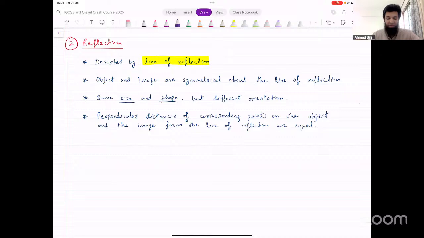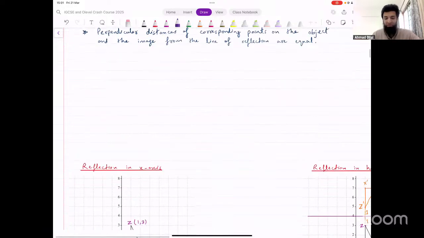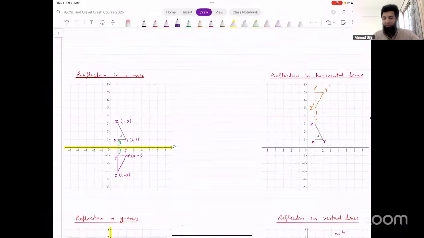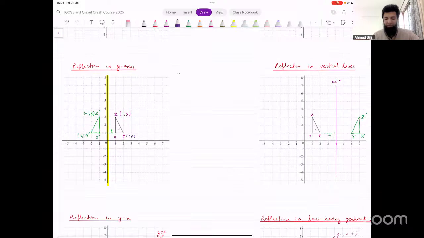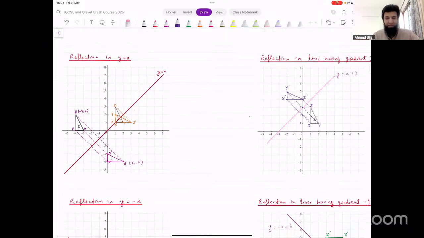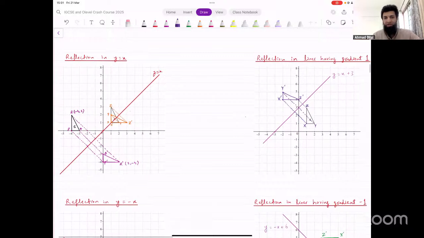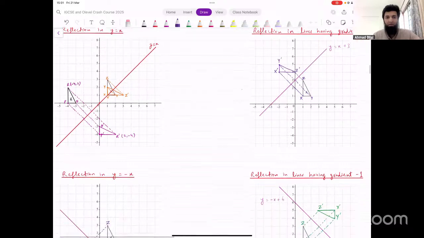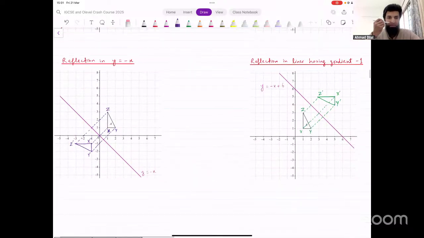Reflection is described by the line of reflection. We learned how to do different types of reflections. Reflection in x-axis or in any other horizontal line, reflection in y-axis or any other vertical line, reflection in y equals x, or reflection in any other line that has a gradient of 1, and also reflection in y equals minus x, and reflections in other lines that have gradient of -1, right? We talked about this.